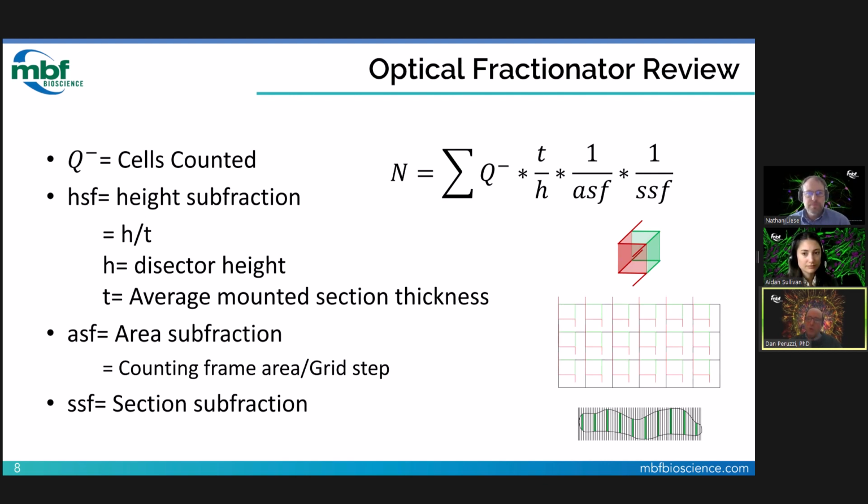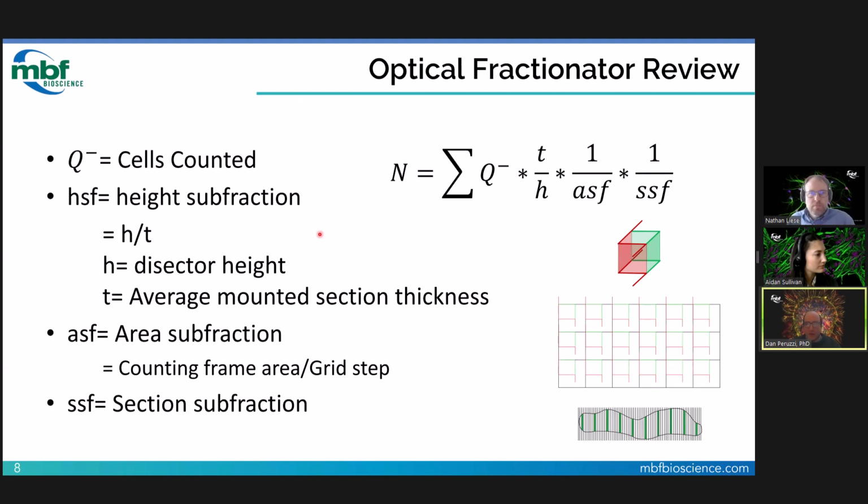And so what we want to do is take the volume fraction, which is represented by the three terms on the right, T over H, 1 over ASF, and 1 over SF, section subfraction. That makes up the volume fraction. We take the reciprocal of that and multiply it by Q minus to get an estimate of all of the cells that are there. So Q minus, if we look on the left, Q minus is the number of cells counted. HSF is the height subfraction, and it's listed as H over T.